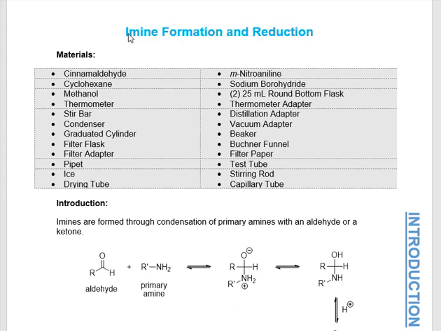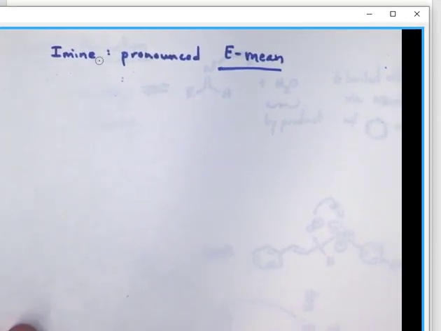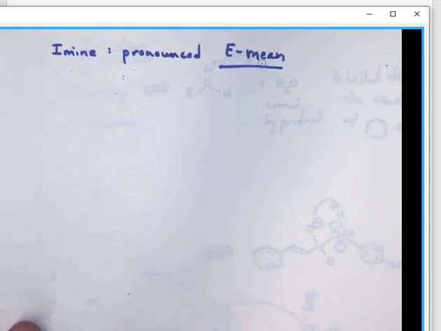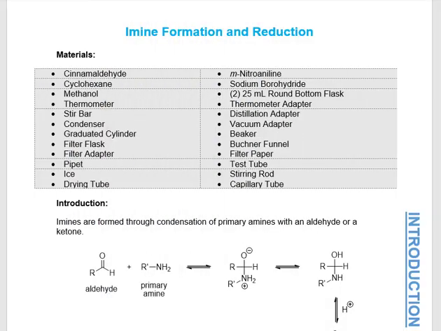Alright, it is spelled with an I, but you pronounce it as an E, so imine, right? So here we go, imine. So this imine looking word is pronounced E-mean, right? E-mean. Sorry, I'm channeling my children a lot.